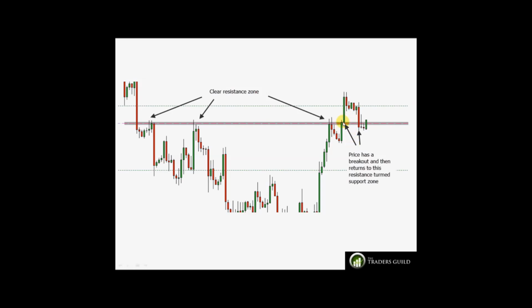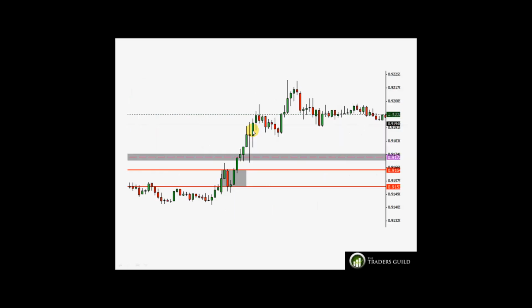So again, can we zoom in to try and find the source of the breakout, i.e. where the initial supply demand imbalance occurred, where the decision was made, where the institutional demand came into the market to cause that breakout. Okay, so this is a 1-hour time frame. If I zoom into the 15-minute time frame, we're looking at that breakout area.